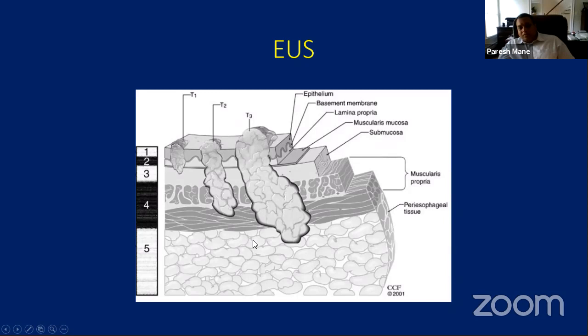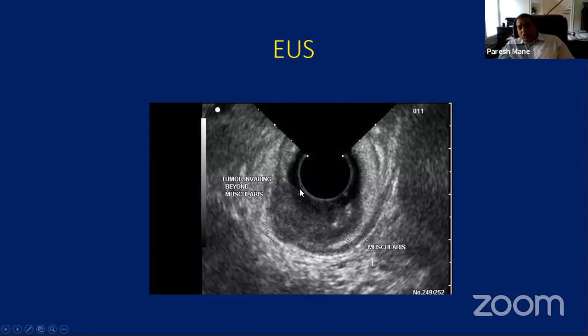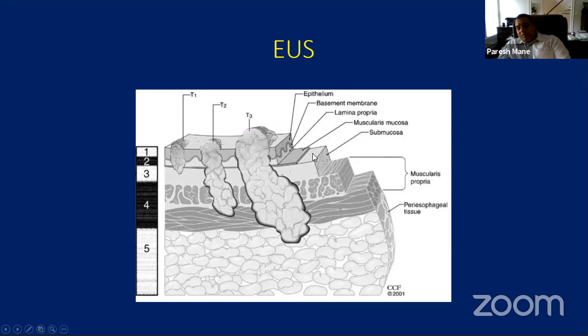So here, this tumor is pretty large, right? See, it's gone all the way to the muscularis propria. And so it's hard to tell the various layers, but going back here, that would be the lamina propria. That would be the submucosa. That would be the muscularis mucosa.